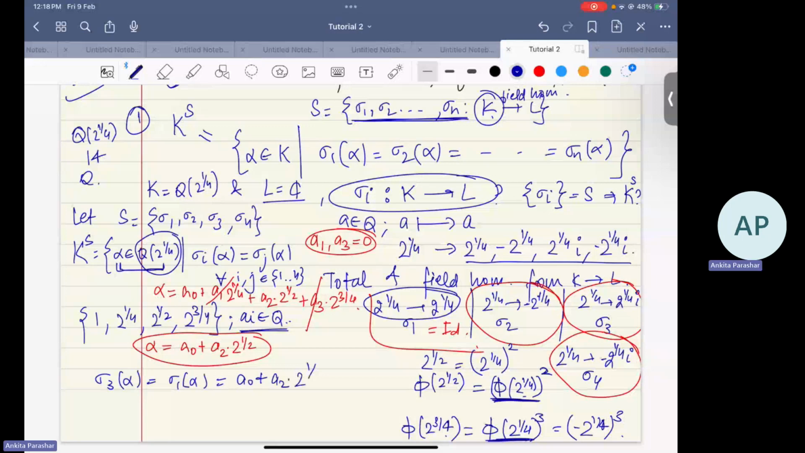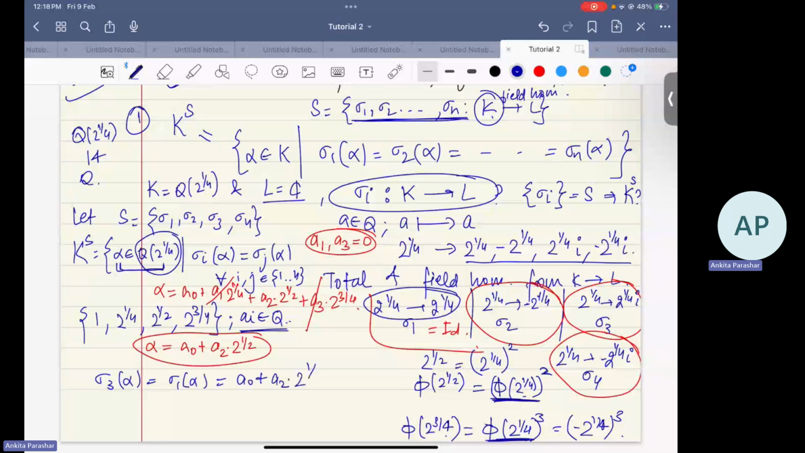What is left now? Okay, from alpha, now I will just remember that A1 and A3 were 0. So A1 is 0, we will write like this. A1 is 0, we can remove this, we can remove A3. So it is all those alpha in K which look like alpha is A0 plus A2 root 3.